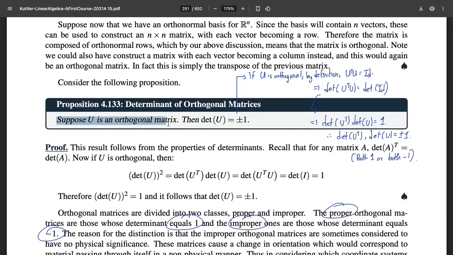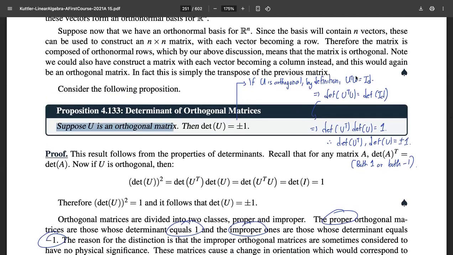Let's say U is an orthogonal matrix. Then by definition, we know that U transpose U is the identity. Now I want to show that the determinant of U is either +1 or always -1. It's one of these. And how do you prove this?